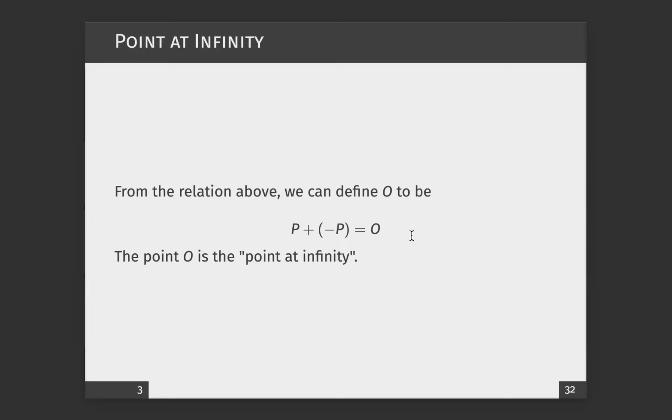Okay, so now we have defined the negative of a point, and now we have defined the point 0, or the point at infinity. So when you add P to its negative, it will give you 0. Because 0 here is not the typical 0 that we know in the real numbers, but it's a point, the point at infinity.